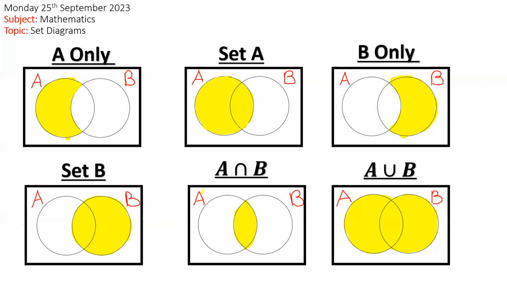Zaria, where's Zaria? Are you there? Yes, sir. Tell me, how do I shade in the union of A and B? You would shade in everything in A and B on the intersection. Very good. Everything in A and B, including the intersection.